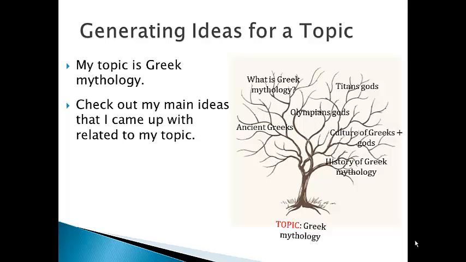As you can see on the bottom, Greek mythology is my topic. I had some questions in there, such as, what is Greek mythology? I had Olympian gods, Titan gods, ancient Greeks, of course, since Greek mythology is from the ancient Greeks, the culture of Greeks and gods, and then the history of Greek mythology. Some of these are more related to my topic or of more interest than others, but I only need one. Why? Because I only have one body paragraph in the outline that I presented to you a moment ago. You're not writing 3 body paragraphs, you're just writing 1. So I only need to pick one idea.